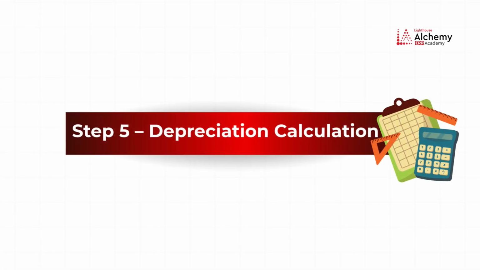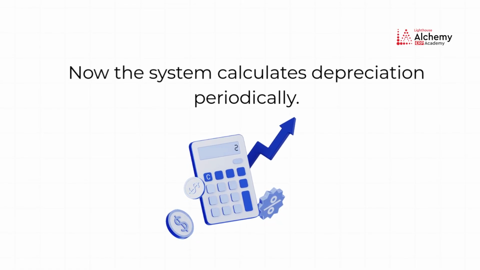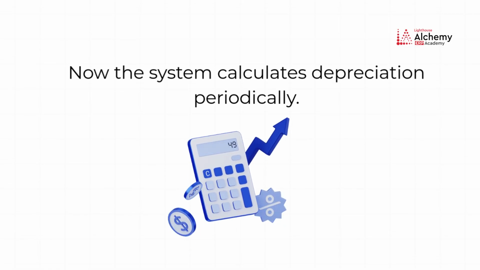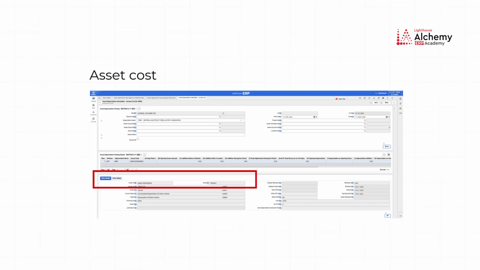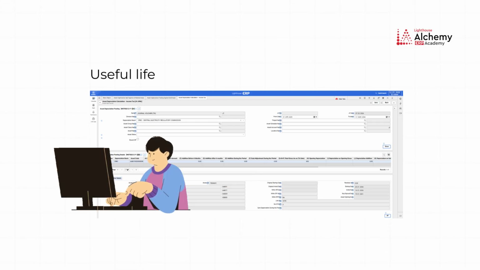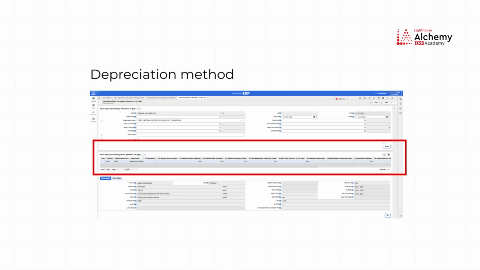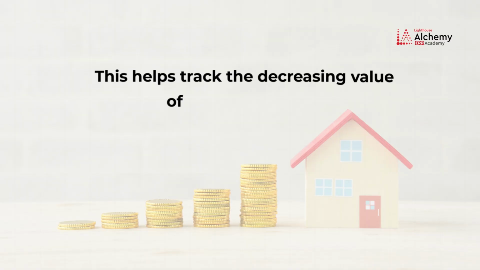Step 5. Depreciation calculation. Now the system calculates depreciation periodically. The system calculates depreciation automatically based on asset cost, useful life, and depreciation method. This helps track the decreasing value of assets over time.